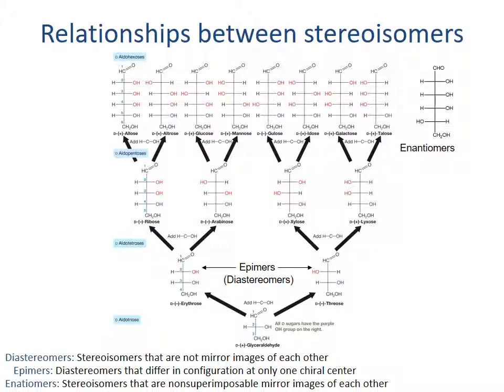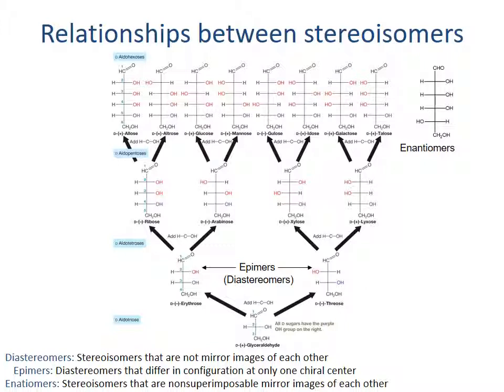We can use Fischer projections to quickly see relationships between molecules. Carbohydrates of the same size are all isomers of each other, and most of these are actually diastereomers. The figure shows all of the D carbohydrates that have an aldehyde as opposed to a ketone. Among the D carbohydrates of the same length, every one has some but not all flipped.